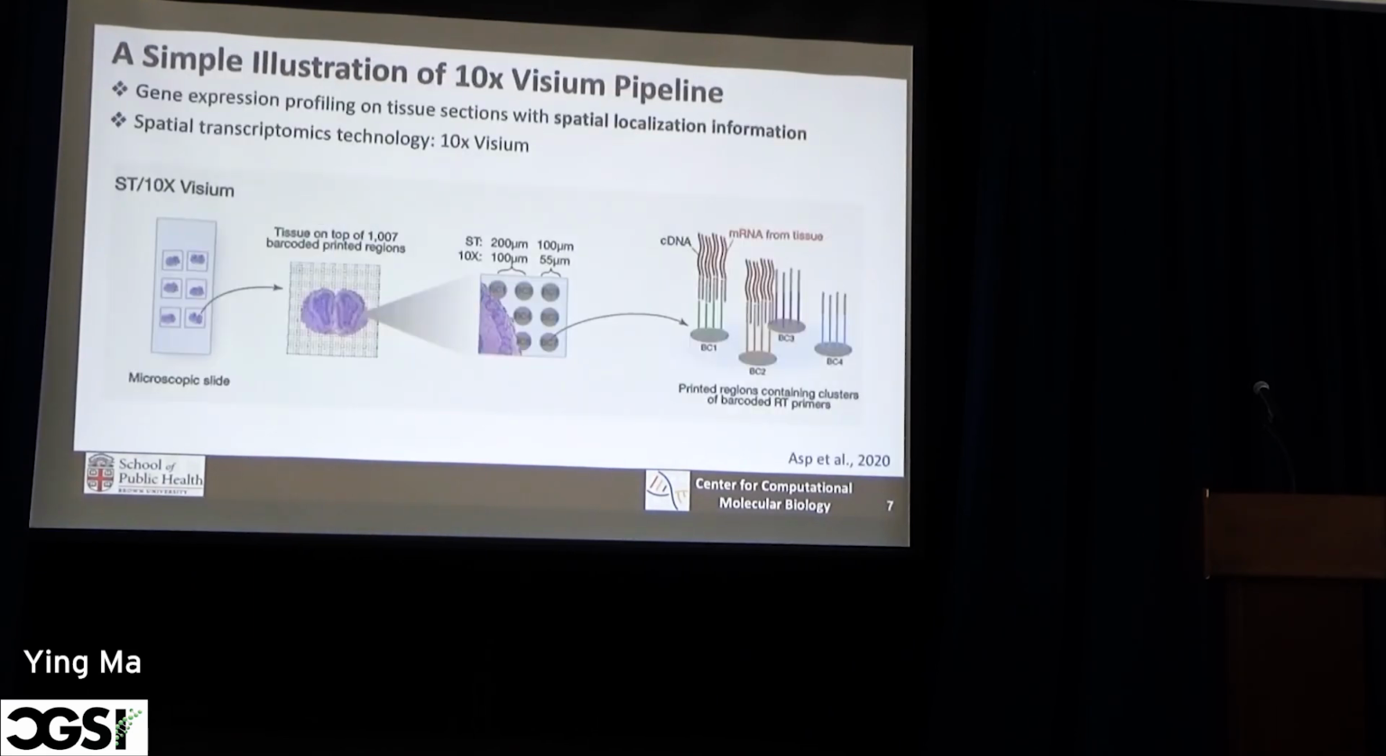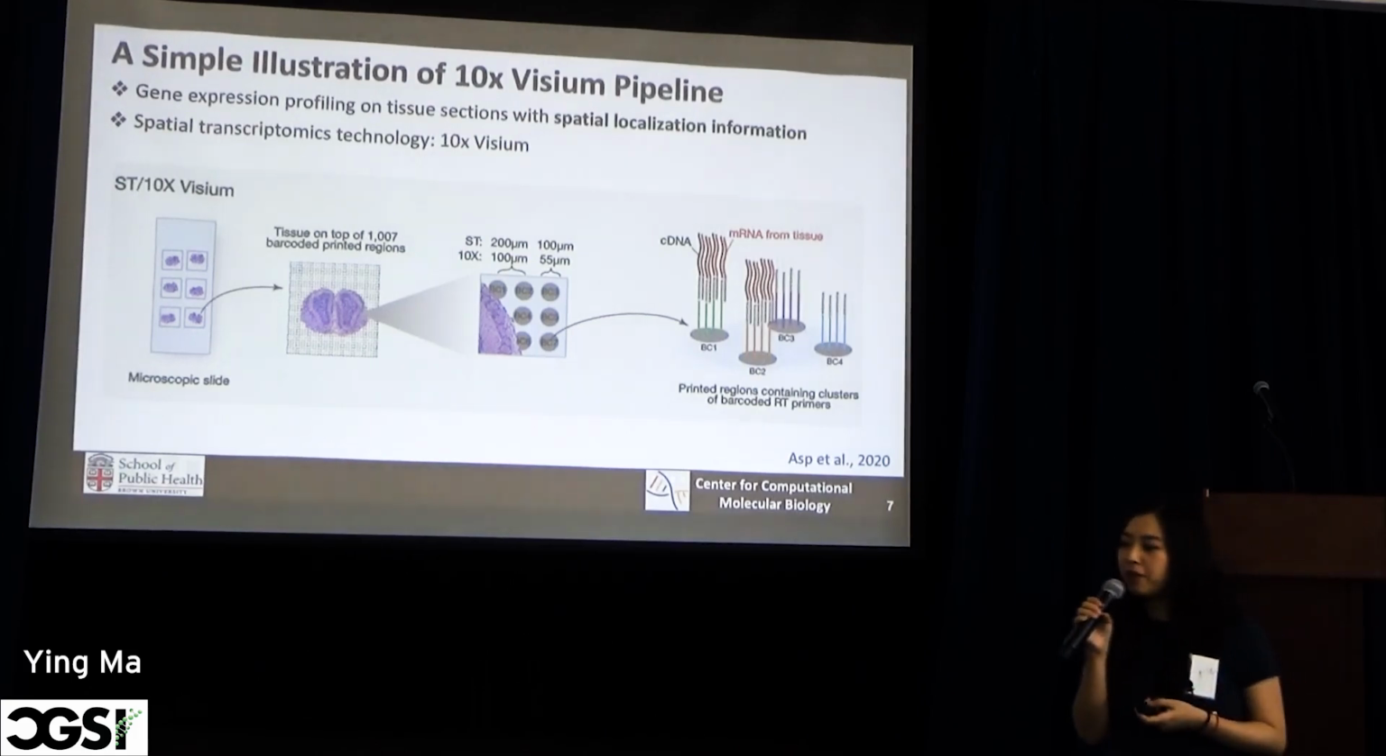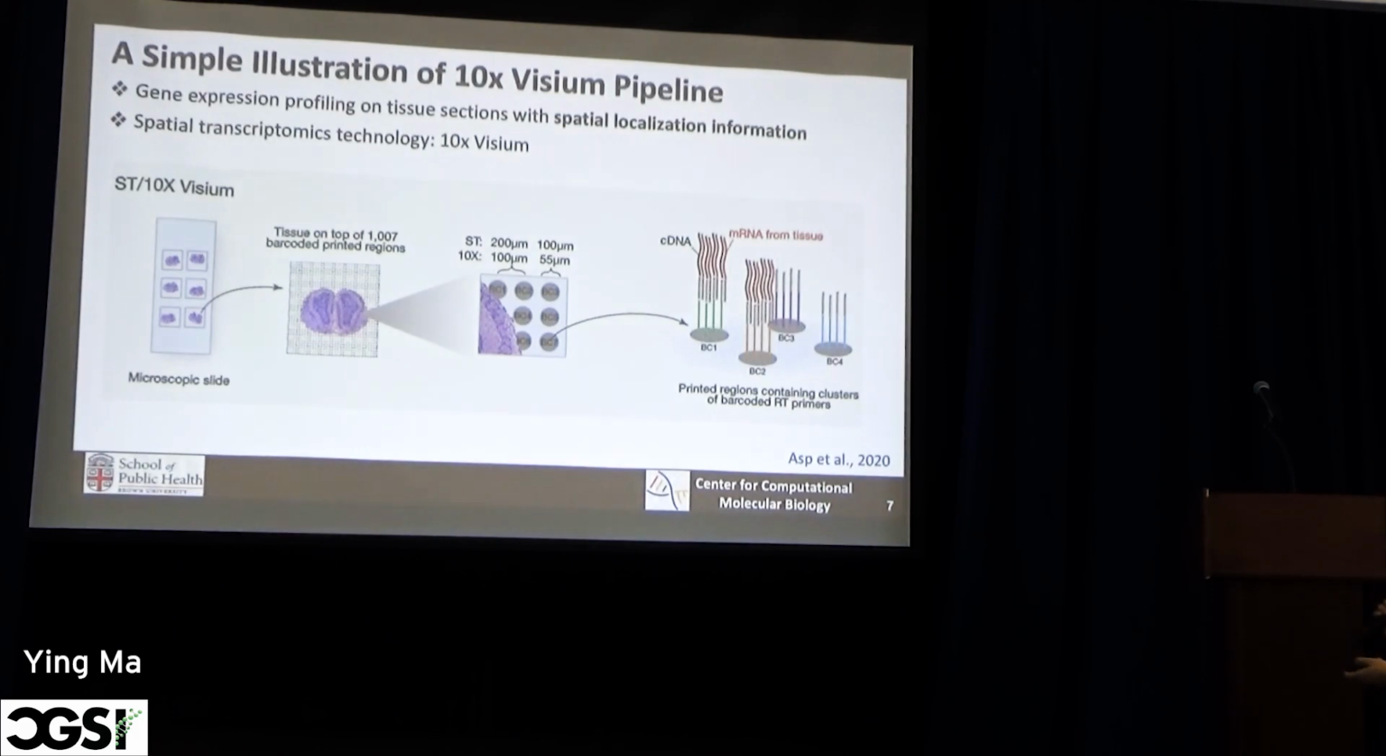Briefly, it enables gene expression profiling on tissue locations with spatial localization information. For example, we can get this microscopy slide from the company, and each slide contains about 6 different squares. When we zoom in on a square, it contains about 5,000 barcoded probes. Then you place the tissue on the square, and the mRNAs released from the tissue will be hybridized with the barcoded probes underneath the tissue. Each capture area represents a spatial location.